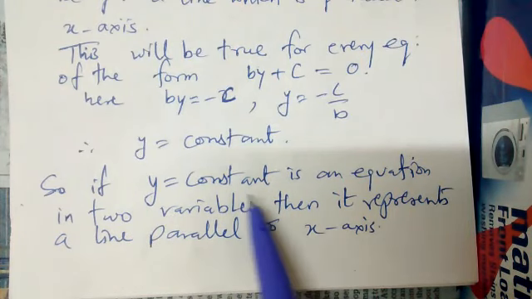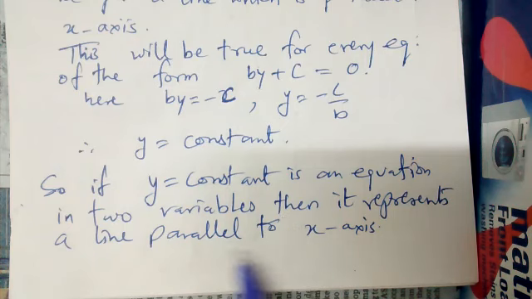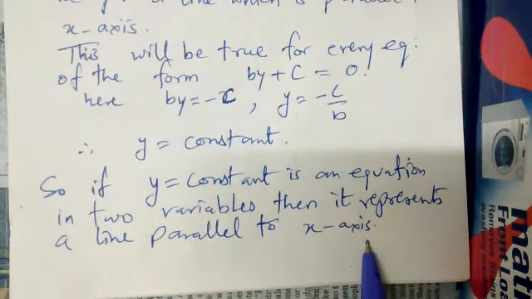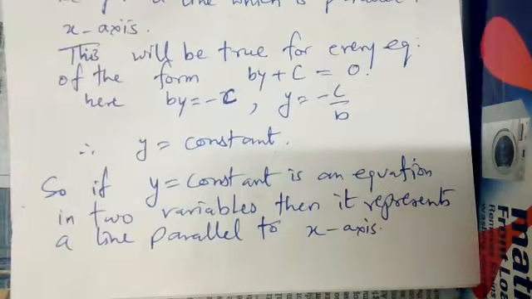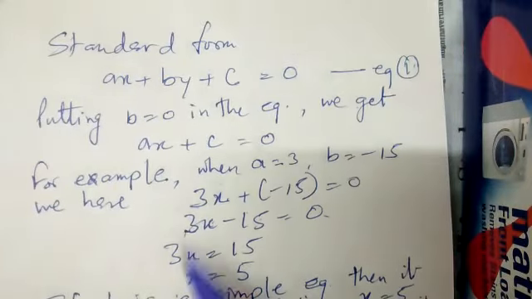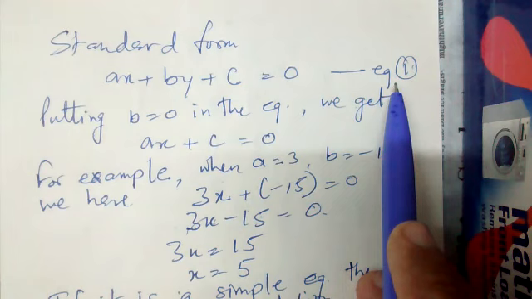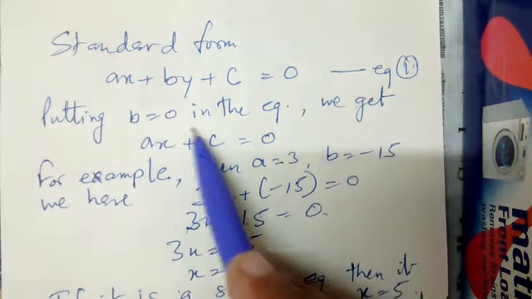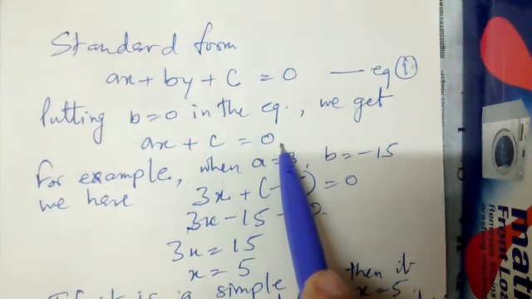So if y equal to constant is an equation in two variables, then it represents a line parallel to the x-axis. This is the general form of an equation, which is equation of a line which is parallel to the x-axis. Continuing in the same manner, we come to the standard form again, ax plus by plus c equal to 0. This was our equation 1. This time we put b equal to 0 in the equation. We get ax plus c equal to 0.